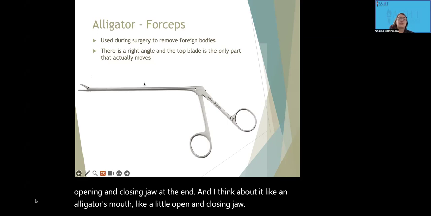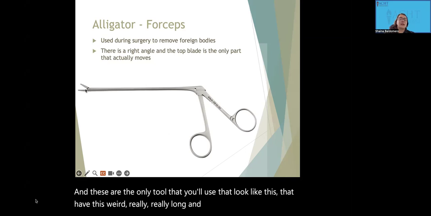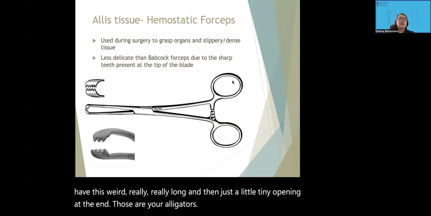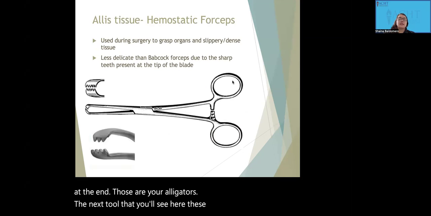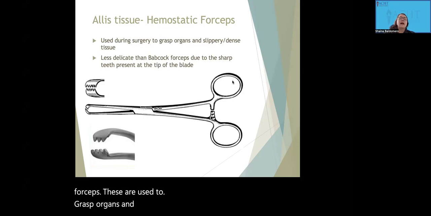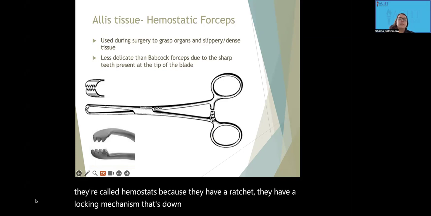These are the only tool that you'll use that look like this, that have this really, really long shaft and then just a little tiny opening at the end. Those are your alligators. The next tool that you'll see here, these are Allis tissue hemostatic forceps. These are used to grasp organs and slippery, dense tissue. Now, these hemostats are called hemostats because they have a ratchet, a locking mechanism that's down here, right by where you hold the tool.